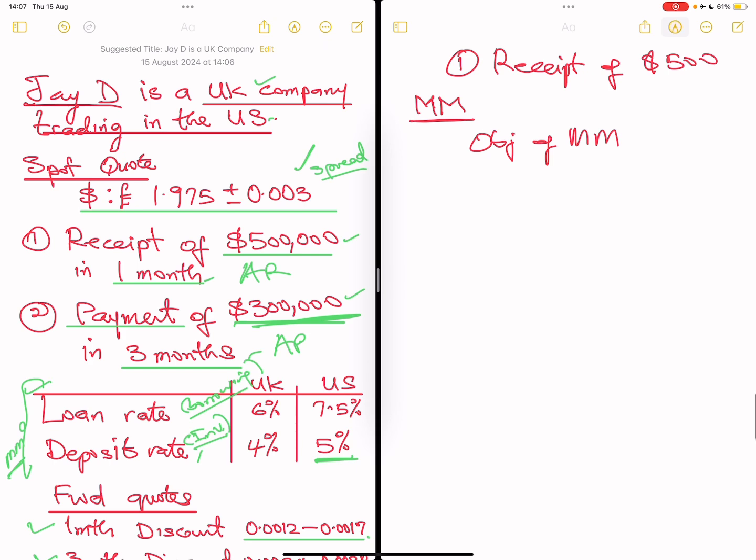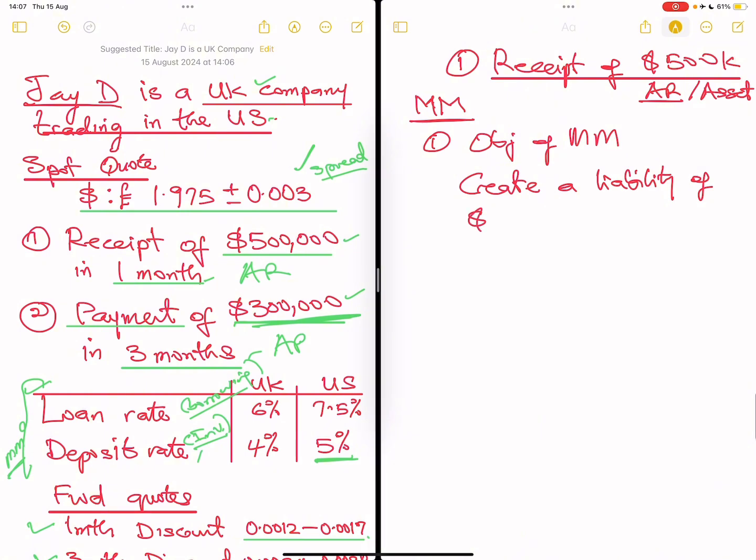And the first step in money market hedge is to determine the objective of the money market. And I told you the objective of money market is always the opposite of your current situation. The current situation is a receipt of 500,000, which means you have an account receivable, which is an asset. So your objective of money market will be to create a liability of the same amount in a month's time, 500k in 1 month.